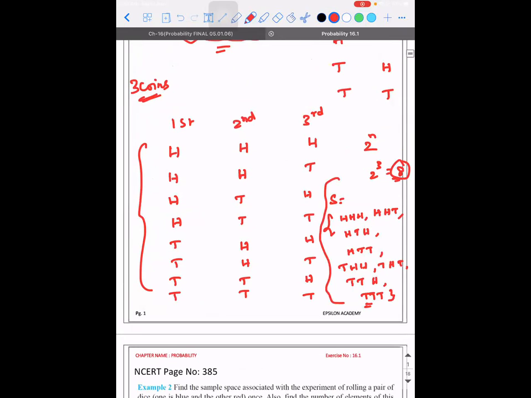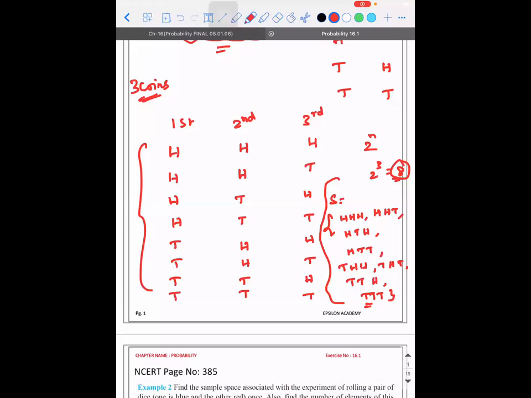Suppose I extend this to 4 coins, what will your answer be? 16, sir. It will be 16. Is there anyone having confusion about how to write? Is there anyone who's not able to understand what I'm trying to say? Is everyone clear? Yes, sir. Okay. So when it is 16, how are you supposed to write?